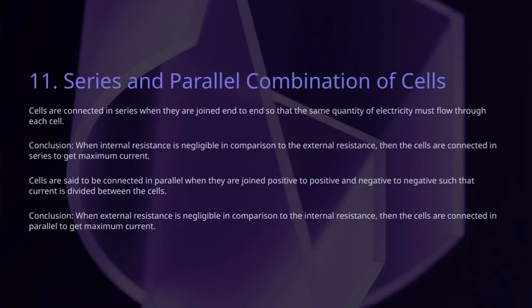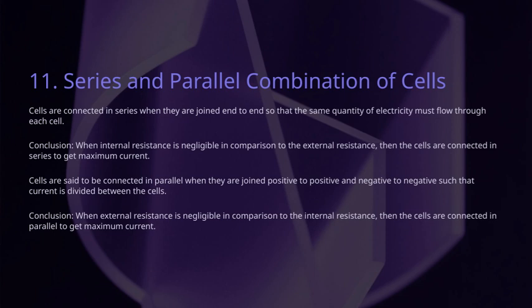In conclusion, when the external resistance is much larger than the internal resistance, connecting the cells in series allows us to get the maximum current. Conversely, when the internal resistance is negligible compared to the external resistance, connecting the cells in parallel is the best way to maximize current.